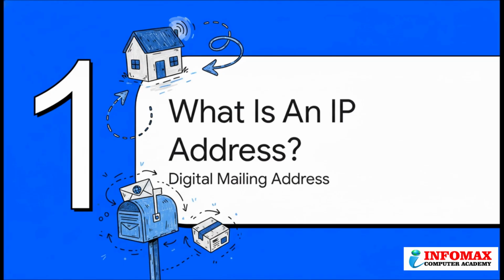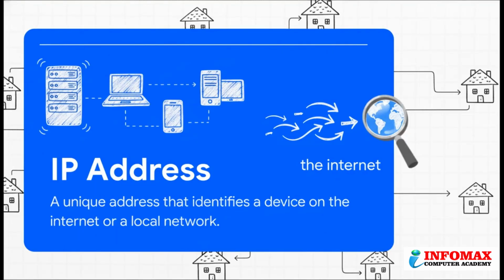Okay, so the absolute simplest way to wrap your head around an IP address is to think of it just like a digital mailing address. Seriously, just like the post office needs your street address to drop off a package, the internet needs an IP address to deliver those little packets of data right to your device. At its very core, it's just a unique address. That's it. It's what identifies a device.